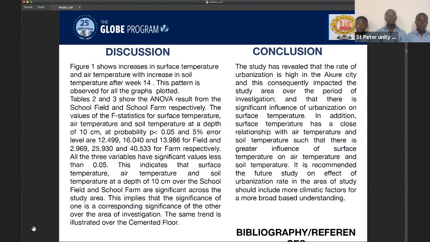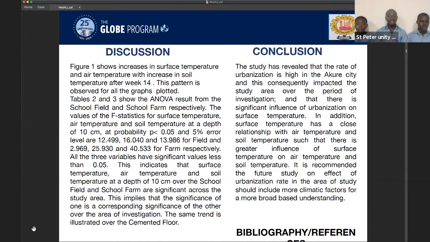Next slide. Discussion. Figure 1 shows the increase in surface temperature and air temperature with increase in soil temperature after week 14. This pattern is observed for all the graphs plotted. Tables 2 and 3 show the annual result from the school field and school farm respectively. The F statistic values for the surface temperature, air temperature, and soil temperature at a depth of 10 cm at a confidence level of P less than 0.05 and 5% error are shown below.